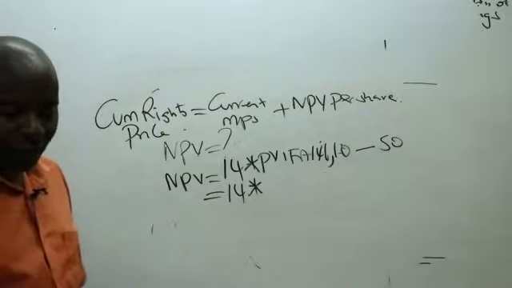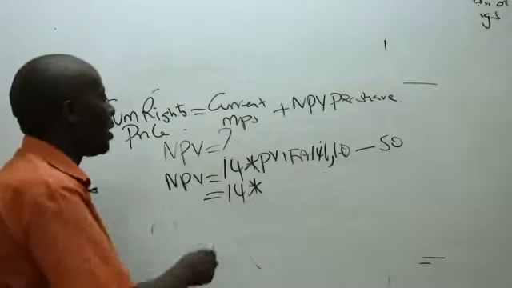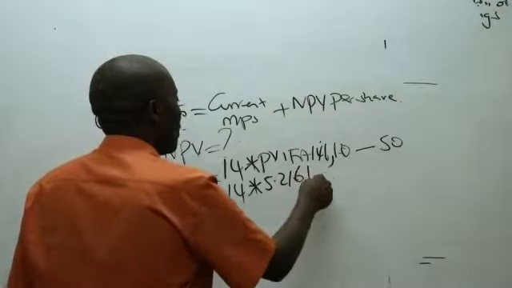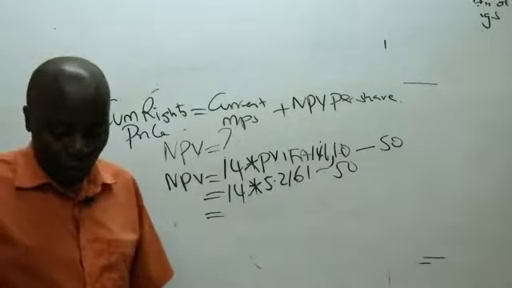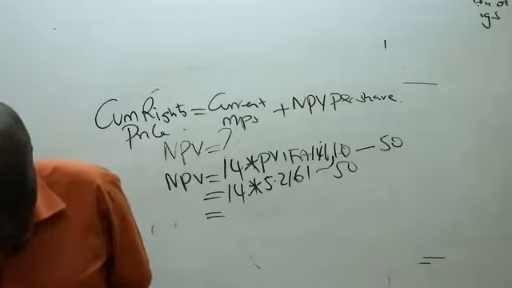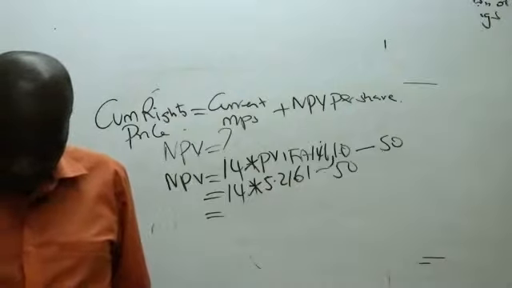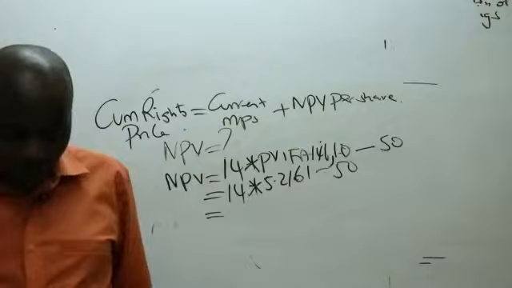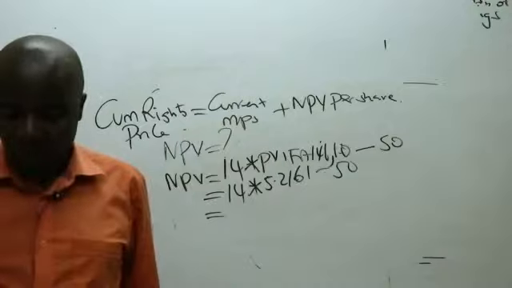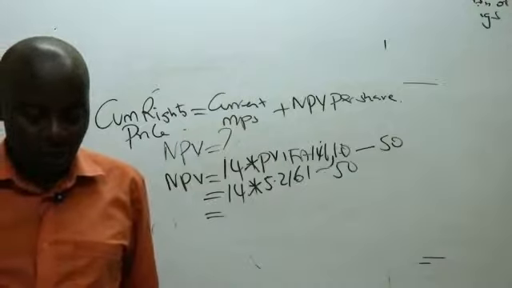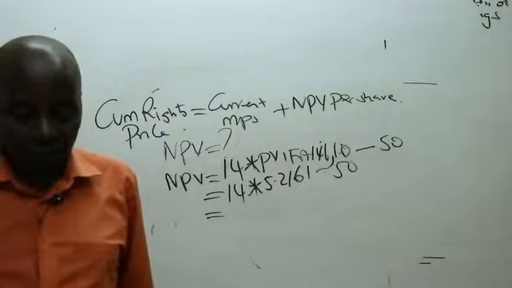Ladies and gentlemen, if we have this, what figure are you? 5.2161. We have here 5.2161 times 14 minus 50. And if I do that, I will be able to get the total net present value. So in this particular case, my total net present value will end up giving us what figure?